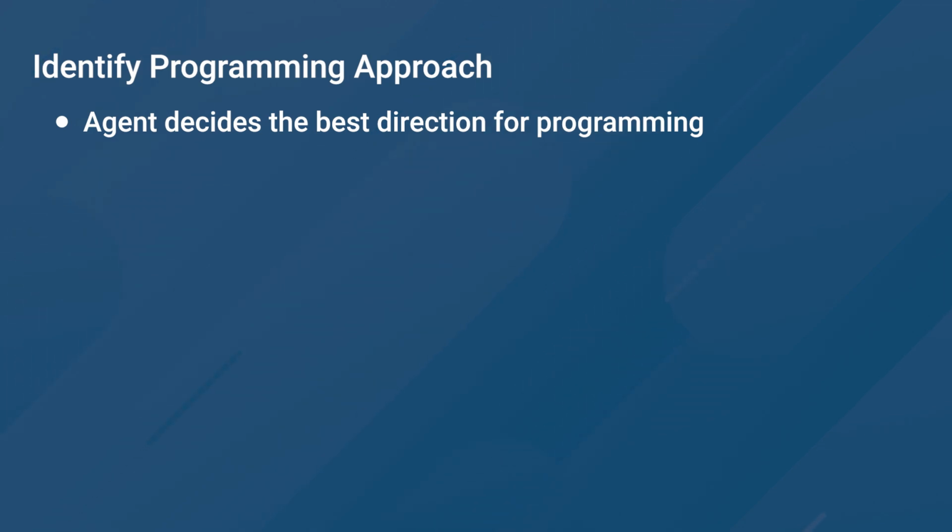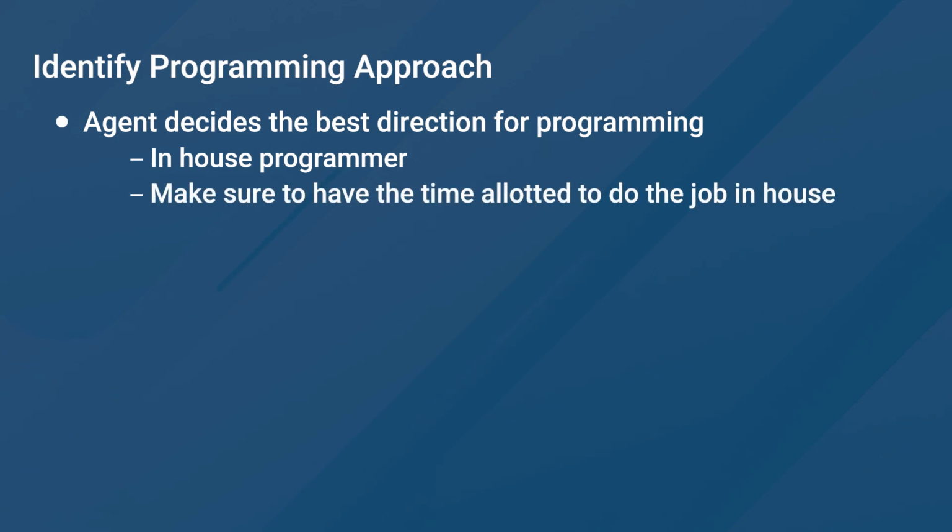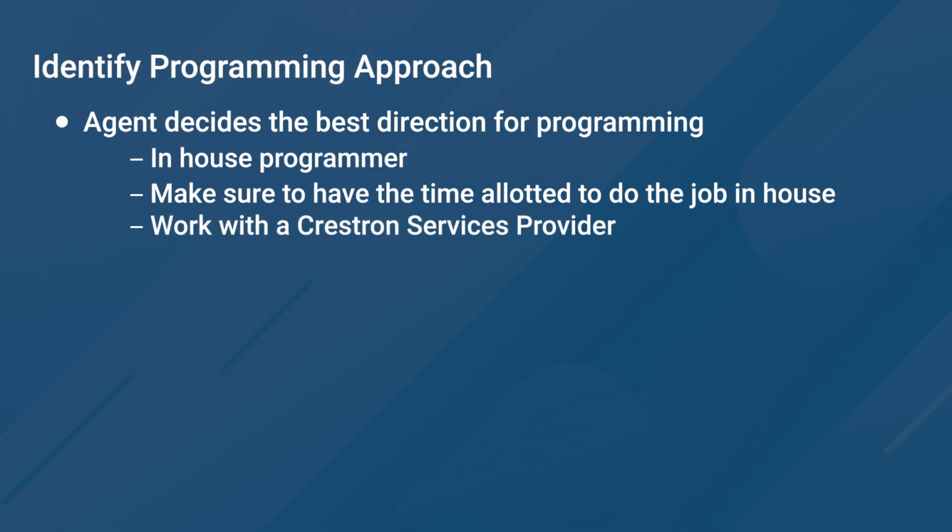Part of the responsibility of the agent is also to verify who and how the system will be programmed. For example, if the customer is requesting custom programming for a lighting project, there are several ways this can be completed. The agent has the capability of using their own in-house Crestron programmer. If an in-house programmer is used, make sure to verify with the programmer that the amount of hours needed for the programmer are available. If an in-house programmer is not available, the agent can utilize the services of a local Crestron service provider or CSP.